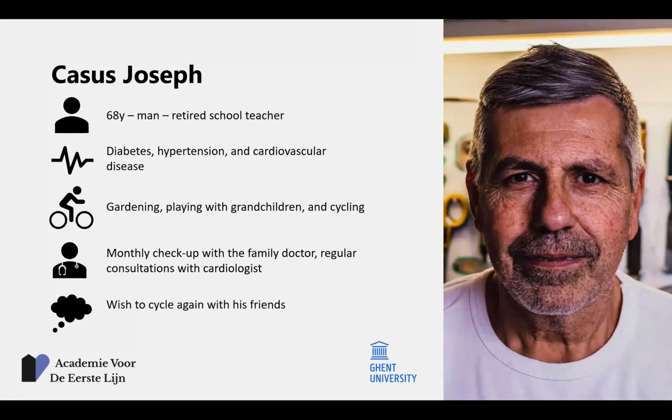Before I come to some more information about the attributes themselves, I would like to present to you Joseph. Joseph is a 6-year-old man, retired, and he loves spending time in his garden, playing with his grandchildren, and cycling. He was a passionate cyclist, but is challenged by multiple chronic conditions such as diabetes, hypertension, and cardiovascular disease. In his monthly checkup with his family doctor, he discussed his wish to cycle again.